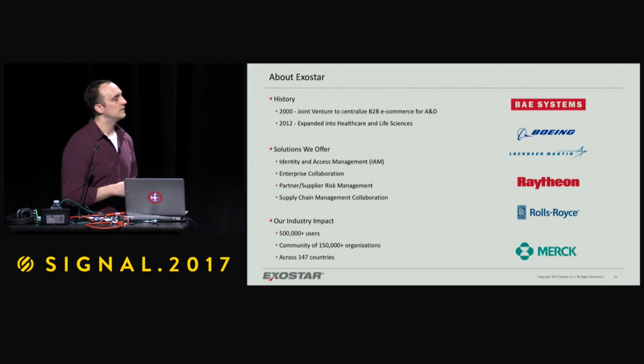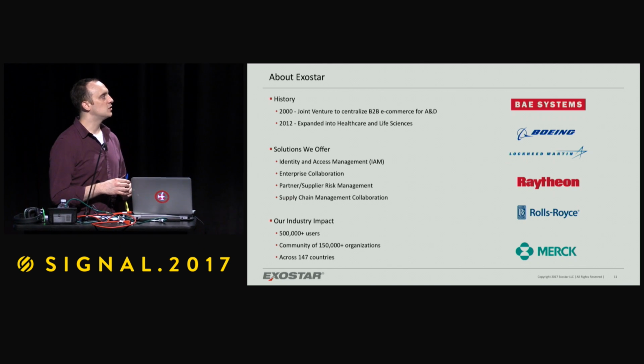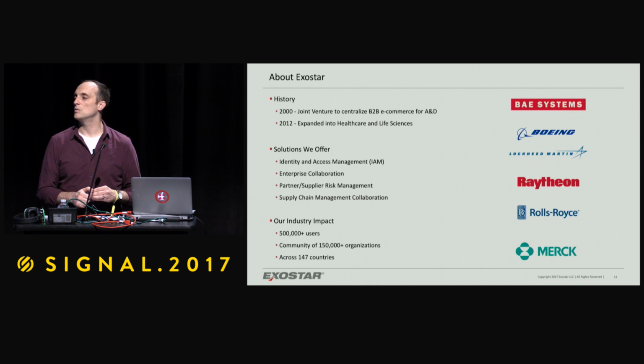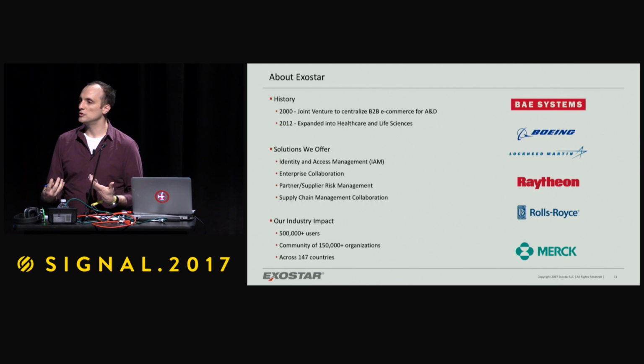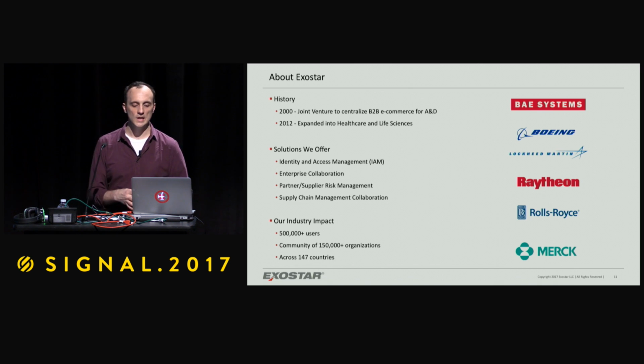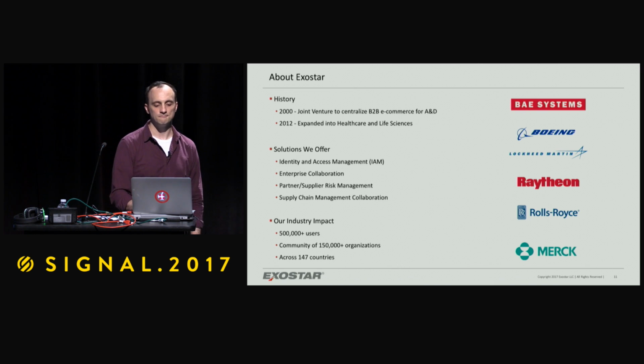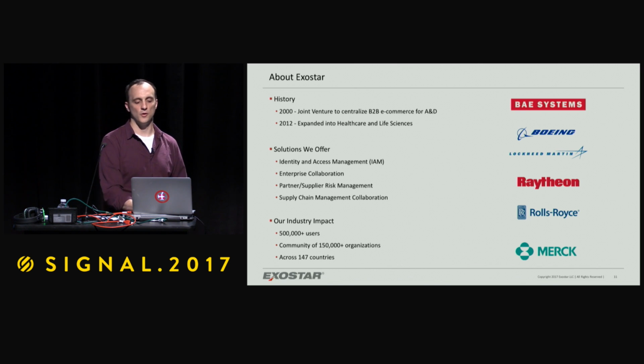Then in the late 2000s, 2012 and 2013, we decided to move into one new vertical. We were approached by Merck. They had a similar issue that the aerospace and defense companies were having, like I mentioned, about strong authentication requirements for the outsourced partners. And so we were able to spin off our technology and create a life sciences line of business. We currently manage over 500,000 identities across both platforms.